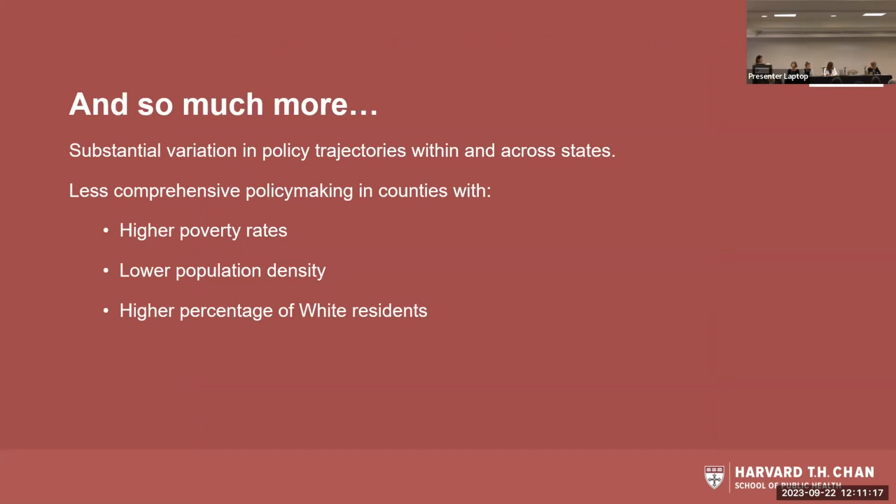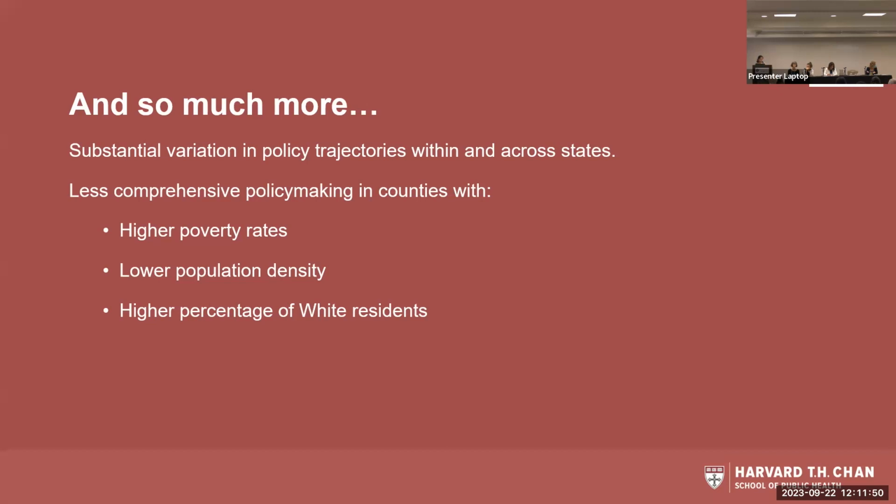So there's so many more results for this analysis that I wasn't able to touch on today because of the time limitations. For example, as in that preliminary analysis, we found substantial variation in policy trajectories within and across states. We have some nice maps that I'm not able to show you. We also examined the correlation of county socio-demographic characteristics with policy comprehensiveness. And we found that those with less comprehensive policymaking across all the domains had higher poverty rates, had lower population density, and a higher percentage of white residents.